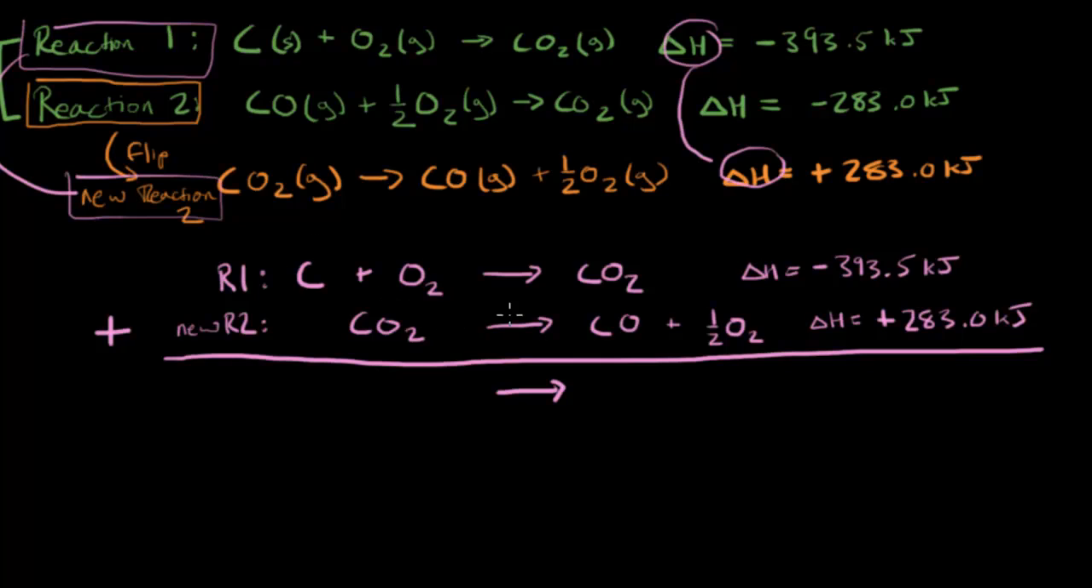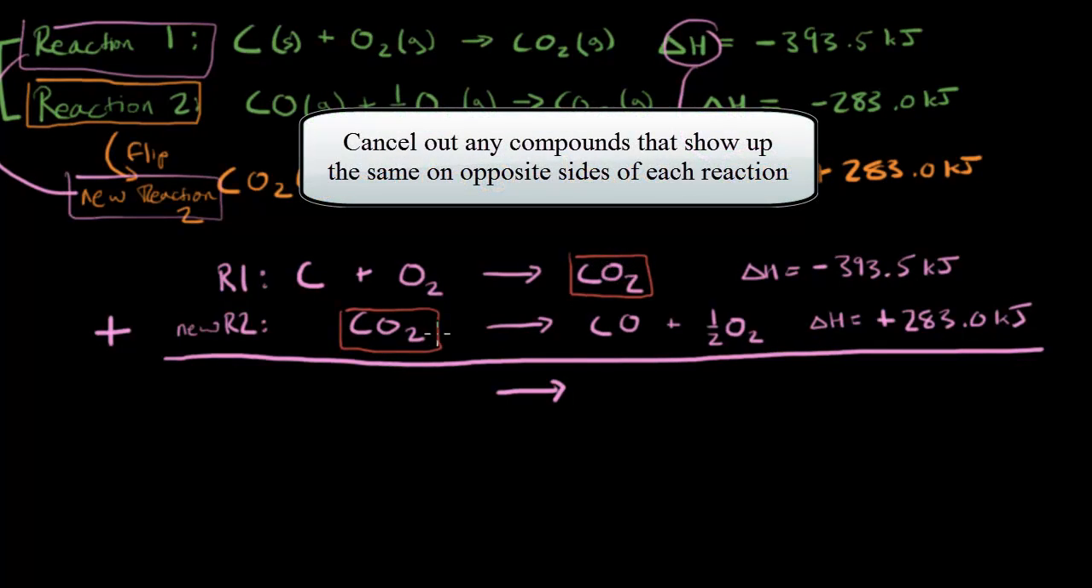Now before I add these two reactions together, if any compound appears the same on each side of the reaction, such as the carbon dioxide on the product side for this, and the carbon dioxide on the reactant side for the second reaction, they appear the same in each equation but on opposite sides. So that's going to let me cancel those out completely. Now I just bring down the rest.